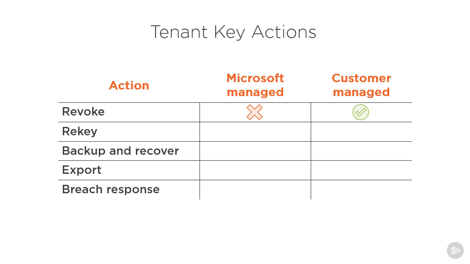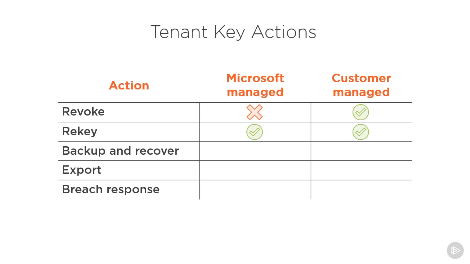On the Microsoft managed side, you can't revoke the key that Microsoft manages. What you can do is cancel your Azure Information Protection subscription, and after a certain amount of time, that key is automatically revoked. On the customer managed side, since the key is being stored in Azure Key Vault, and Azure Information Protection has to be granted access to get to that key, all you have to do is remove the permissions that were granted to Azure Information Protection, and you have effectively revoked that key.